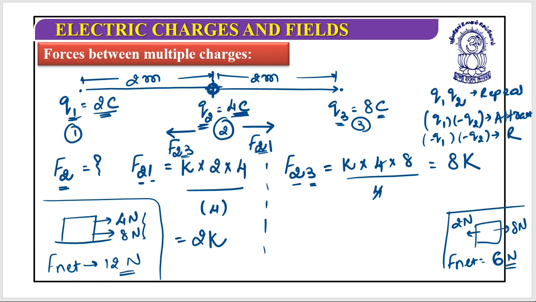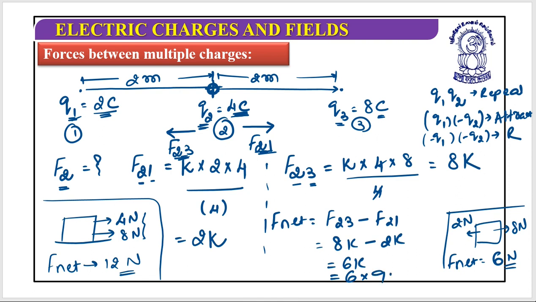Yes, here the same situation arises. This is F21, here this is F23. Both are acting in different directions. So F net would be equal to F23 minus F21. This is 8k minus 2k. This is equal to 6k. And if we wish, we can replace the value of k. What is it? It is 9 into 10 to the power 9. So you can write it as 54 into 10 to the power 9 Newton.